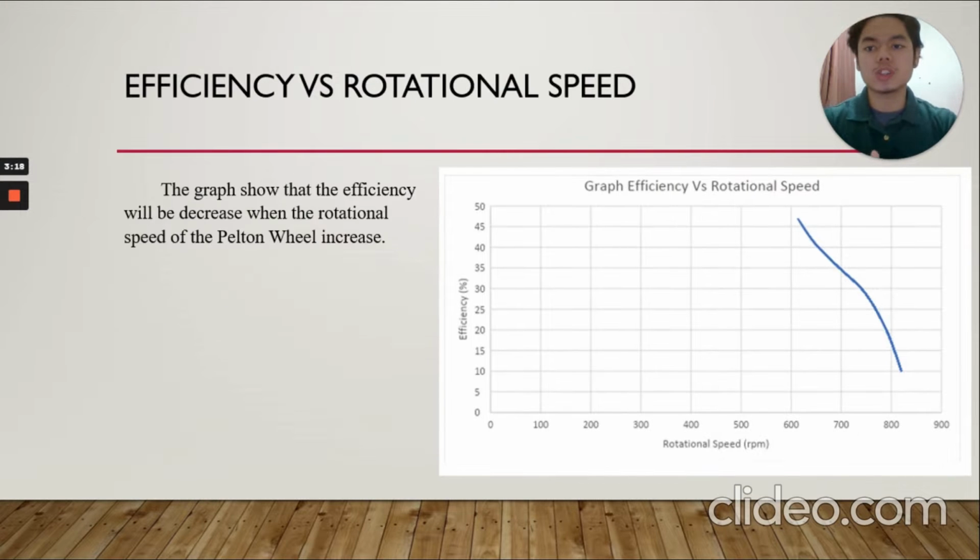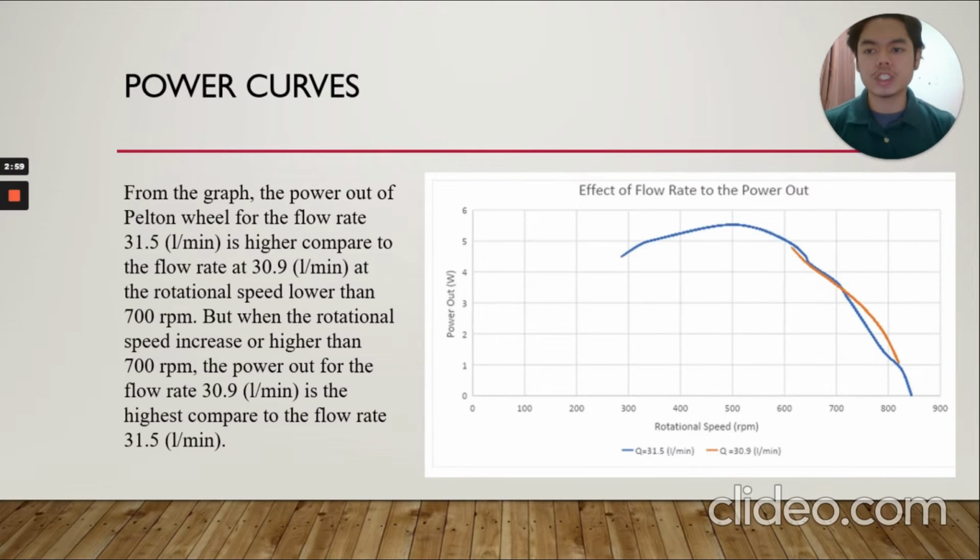And then the next one is the efficiency versus the rotational speed, which is the graph for rotational speed against the efficiency in percentage. So the graph shows that the efficiency will decrease when the rotational speed of the Pelton wheel increases. Then the next one is the power curve.